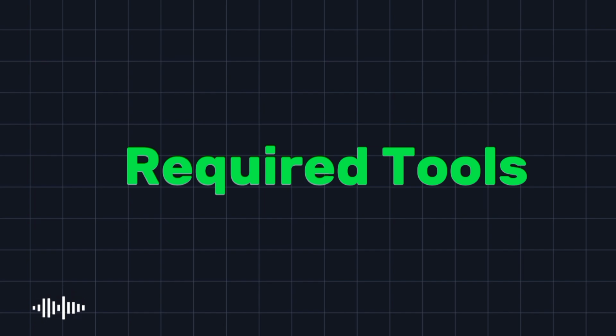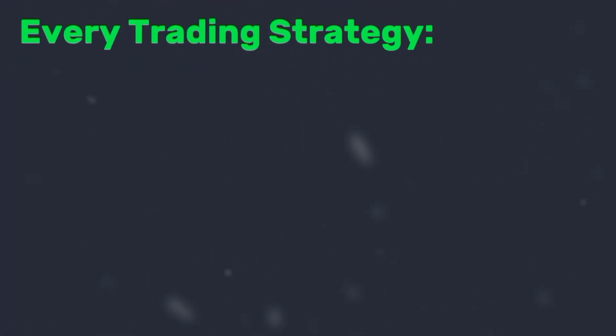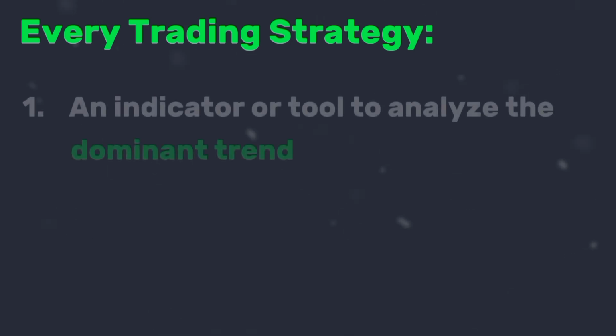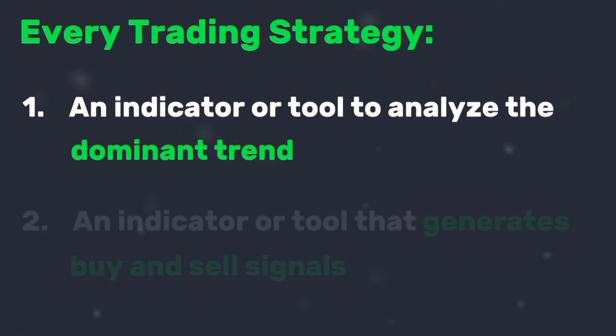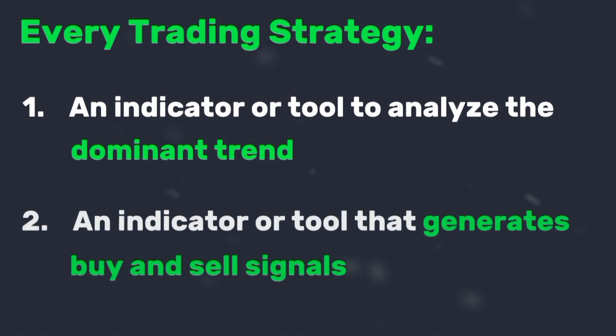Required tools. Every trading strategy relies on two main tools. 1. An indicator or tool to analyze the dominant trend. 2. An indicator or tool that generates buy and sell signals. However, only signals that align with the trend are considered valid.